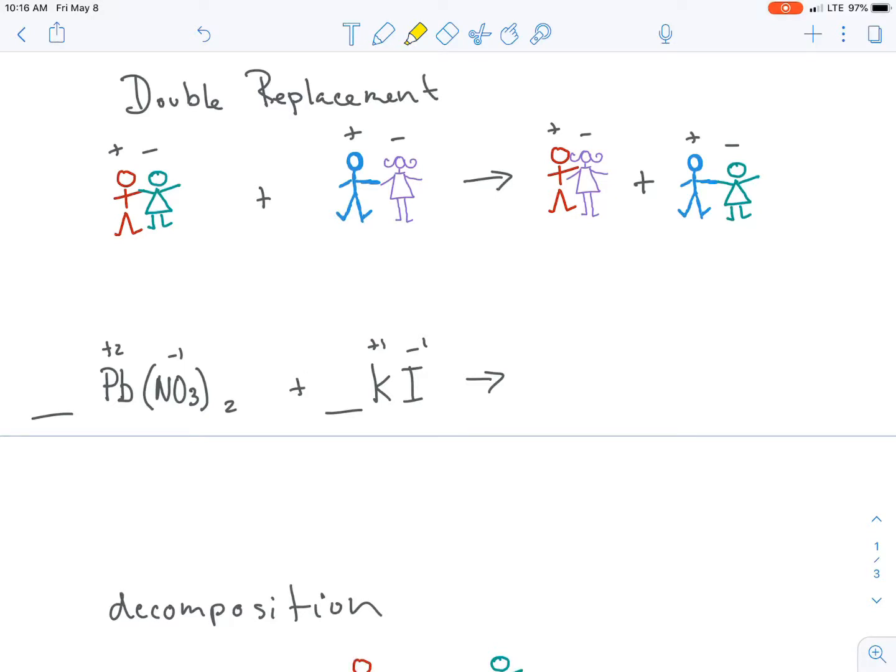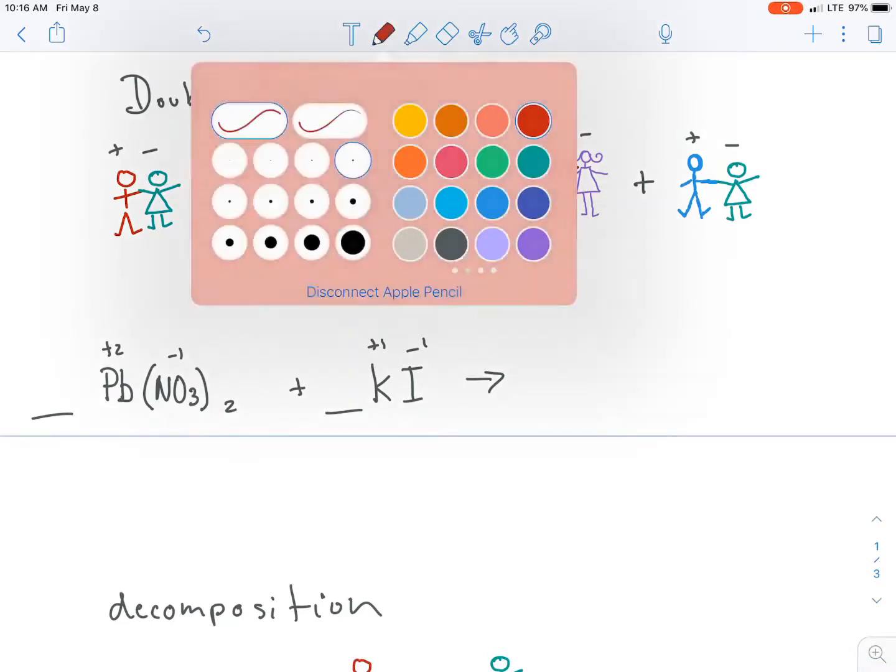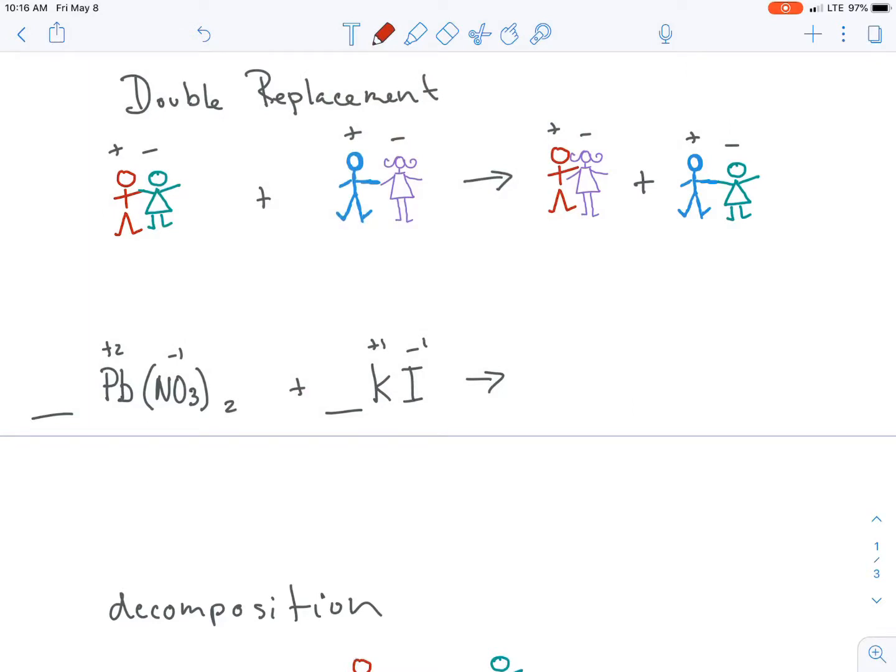K is +1, I is -1. So we have a positive and negative, positive, negative. They have to switch partners, but the positive has to go with the negative. It's the rules, all right? So we put Pb, and that's +2, and it goes with the I, which is -1. And we're going to fix that right now, right? Crisscross. We'll put a 1 in there for fun.